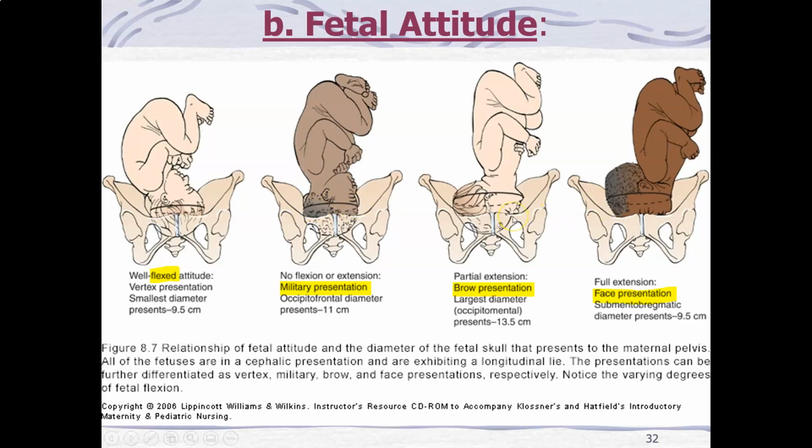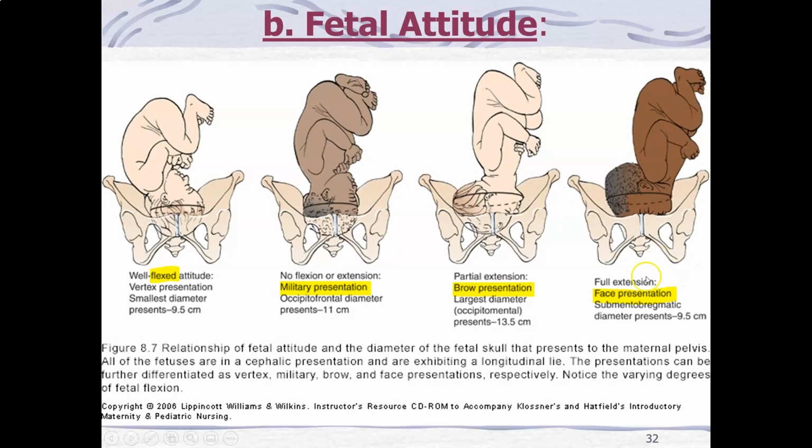And then we have this presentation. This is a brow presentation. And this now is measuring the diameter that's coming through at the chin to the top of the head. Okay, a huge diameter. 13.5 centimeter diameter.